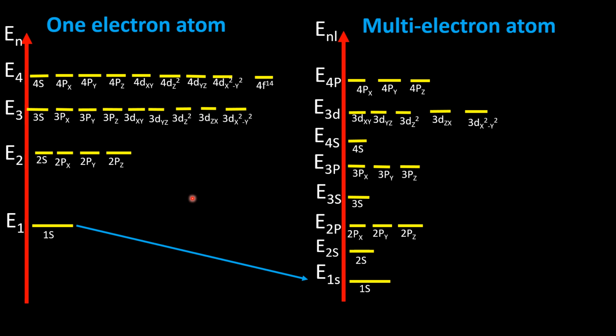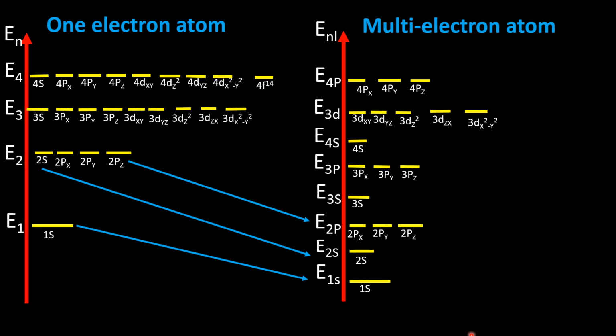In the same way, when we go to the 2s state, again it is lower in energy than the corresponding one electron 2s state. So it's lower in energy, or more negative, as compared to the 2s of one electron. In the same way, you can see that the 2p states are again lower in energy as compared to the 2p states of the one electron system. So all these states are lower in energy.